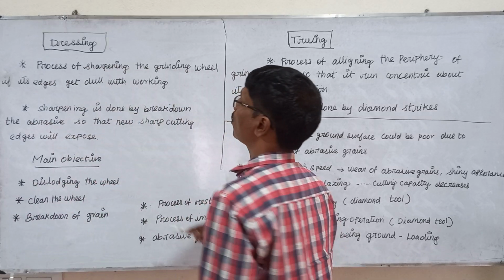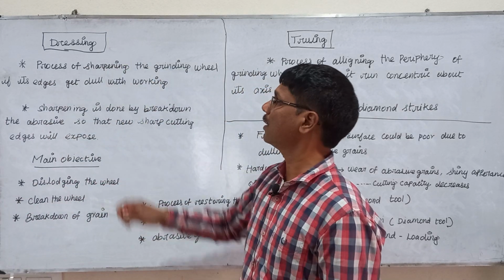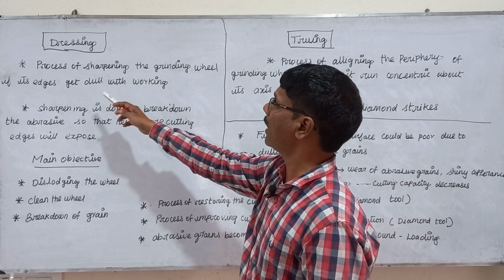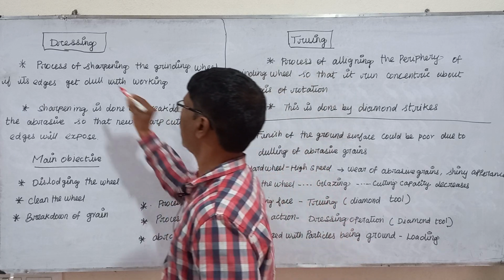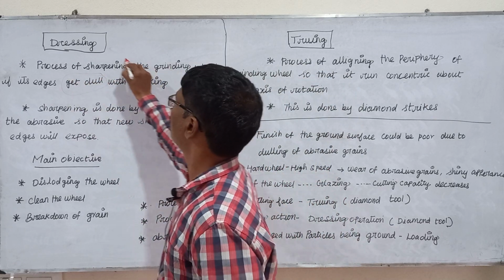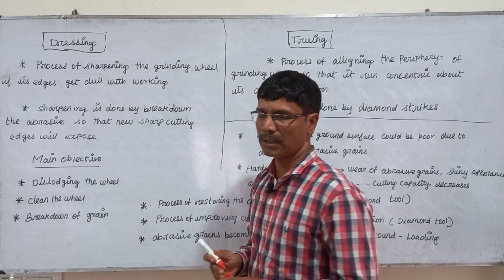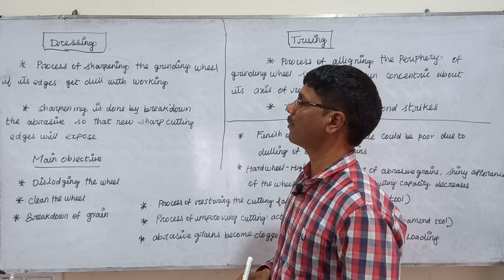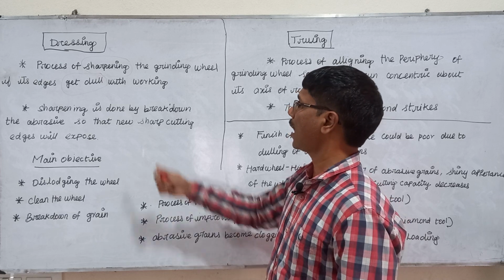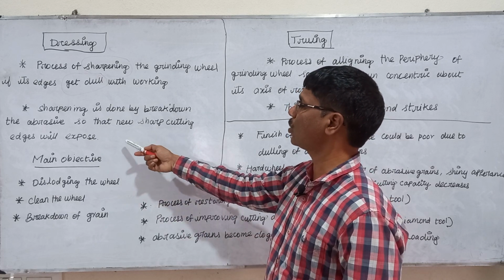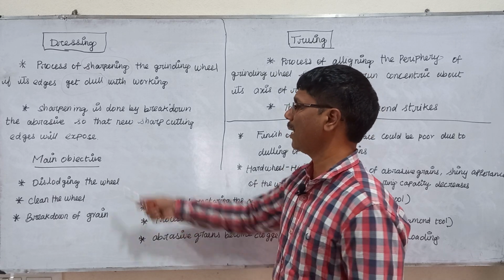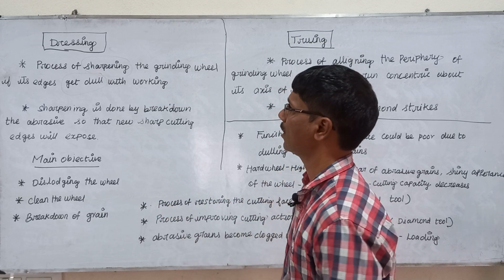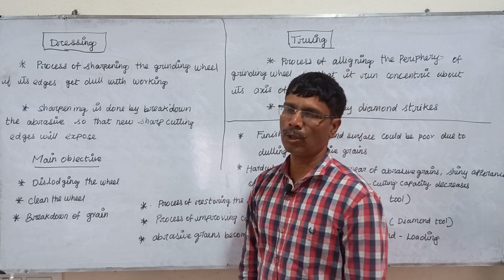The next thing we are going to know about is dressing. It is a process of sharpening the wheel if its edges get dull. If edges get dull, we have to sharpen them. So we improve the cutting action by sharpening the grinding wheel with the help of a diamond tool. Sharpening is done by breaking the abrasive so that a new sharp cutting edge is exposed. The main objectives in dressing are dislodging, cleaning the wheel, and breaking down the grains.